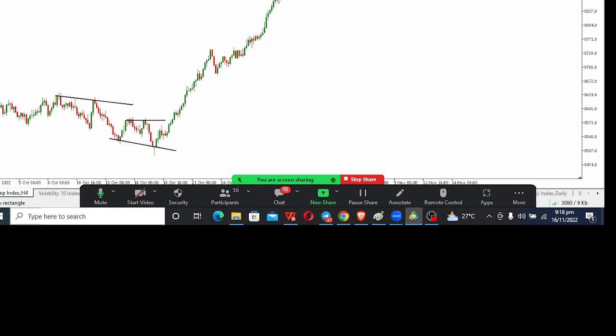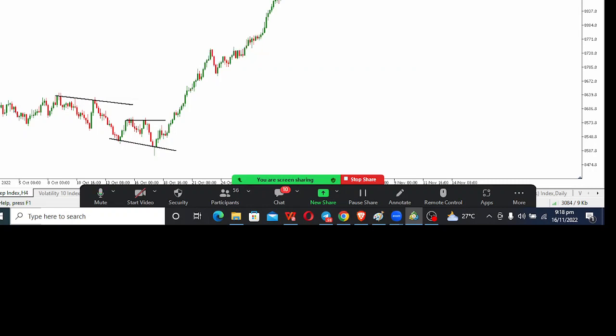We can only wait for the breakout to occur. So we can just have our zone here. If you want to use the line, you can just put the zone aside, then mark with the line like this. Then you wait to see whether there will be a breakout or not.